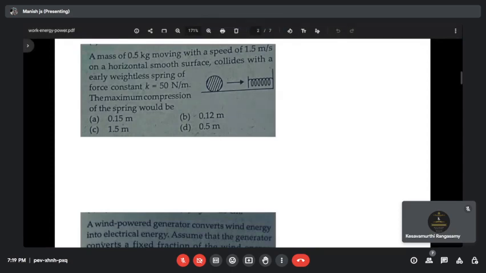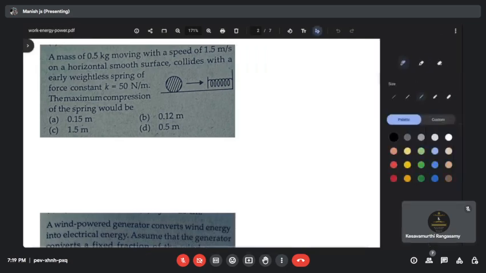So here is the first question on screen. It would be great if one of you can volunteer and read the question and tell me what is given in the question. A mass of 0.5 kilogram moving with the speed of 1.5 meters per second on a horizontal smooth surface collides with an ideal weightless spring of force constant k equals 50 newton per meter. The maximum compression of the spring would be.